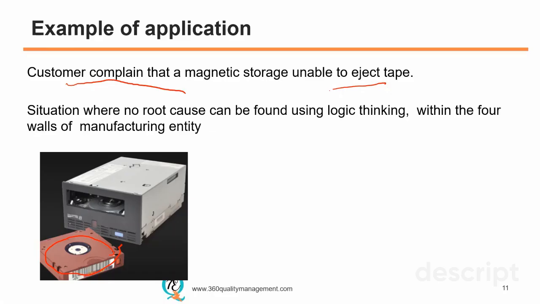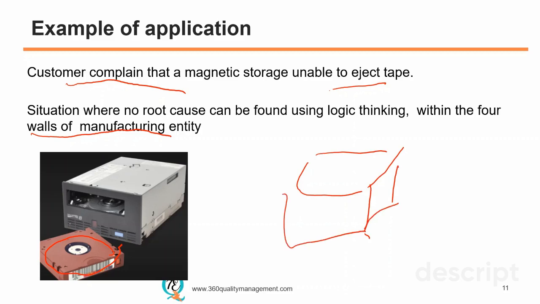The situation is that nobody can really find a root cause within the four walls of a manufacturing entity. That means the four walls of manufacturing is really a box. So we have to really think outside of the box and look beyond the manufacturing entity. Is it the logistics or the transportation or the distribution, or could customers have caused this problem?